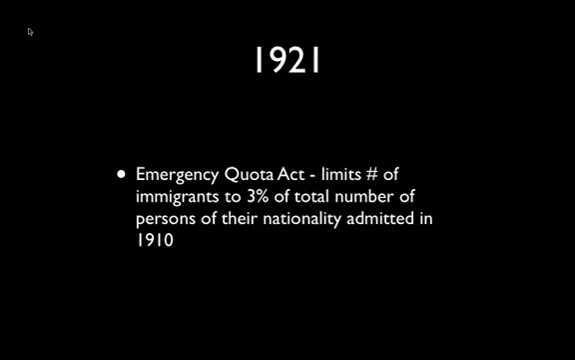In 1921, we have the Emergency Quota Act. So a quota is going to limit the number of immigrants to 3% of the total number of persons of their nationality admitted in 1910. And if you back it up and think about the people that were coming to the United States in the mid-1800s, we have a lot of Germans and a lot of Irish coming to the United States.